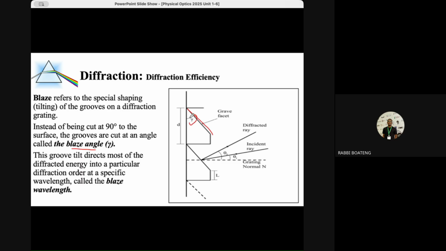And that wavelength that is needed to be diffracted on that tilt angle is what we call the Bragg wavelength. So these two parameters are very important: the Bragg angle and the Bragg wavelength. And of course, it's very dependent on the diffraction efficiency.